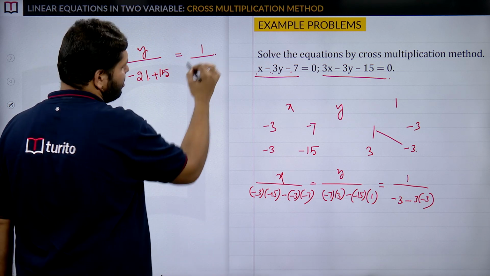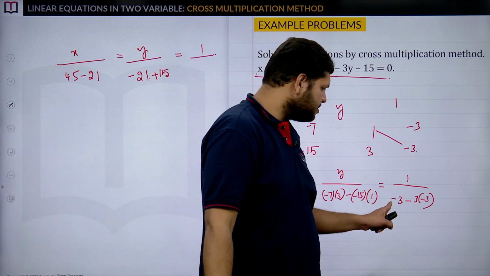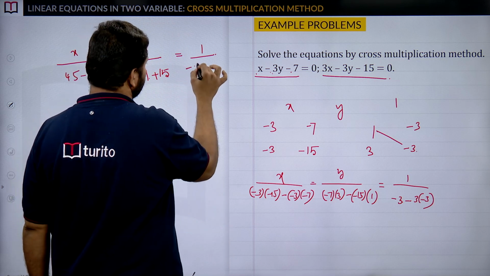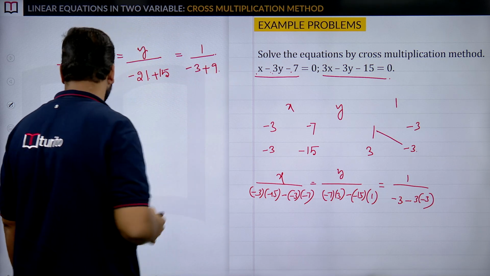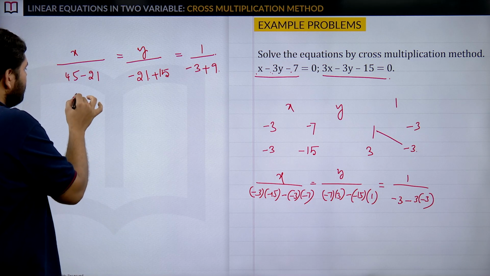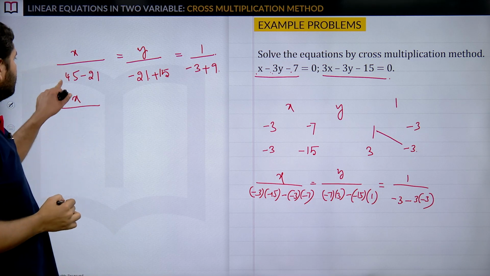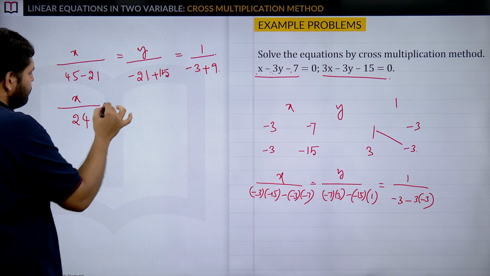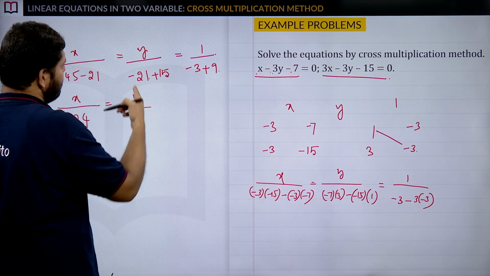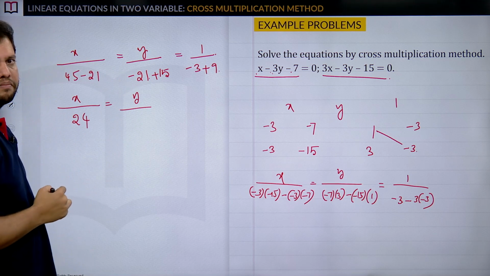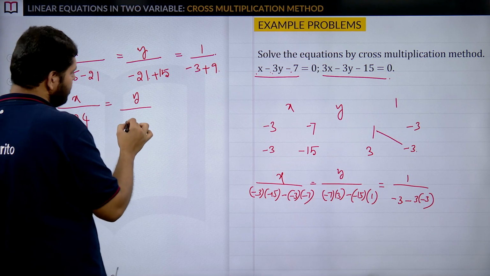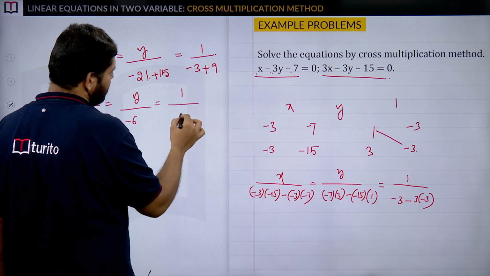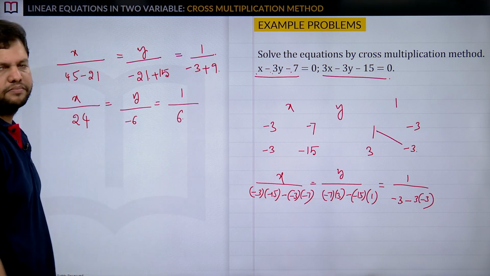Equal to 1 divided by. So this is minus 3, and minus into minus is plus. So we can say minus 3 plus 9. So x divided by, children, 45 minus 21. So we can say this is 24. y by minus 21 plus 15. I can say it is how much, children? Minus 6. 1 by minus 3 plus 9. We can say the answer is 6.